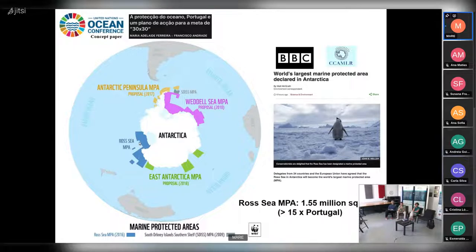But we have this really nice article in our national newspaper outlining the transition for the 2030 goal of 30% of protected areas. The Antarctic will be essential to that. Why? Just the North Sea is 50 times Portugal, which is the size of Angola. It's huge. So it's something that we can learn from the Antarctic, working collectively to actually have a major resolution.